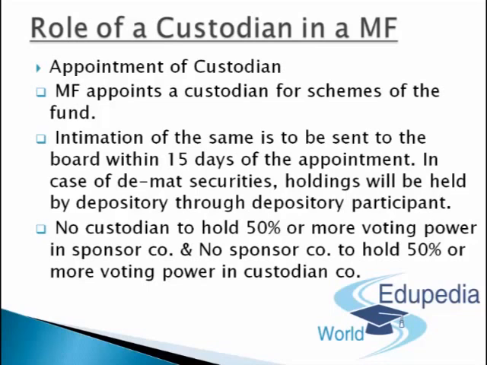So we can just summarize this particular point by simply saying that no custodian can hold 50% or more of the voting power in the sponsor company, and no sponsor company can hold more than or equal to 50% of the voting power in the custodian company. So that way it's going to ensure that there is unbiased work and the process is absolutely transparent. So that is how it works.